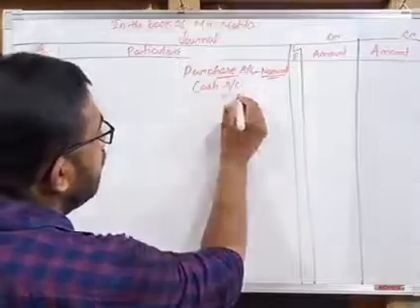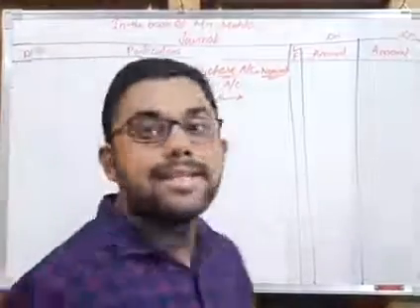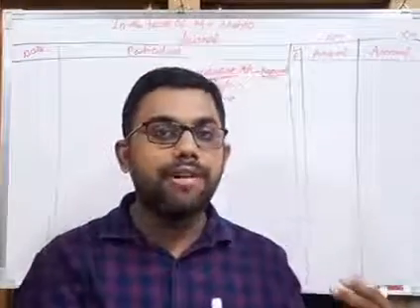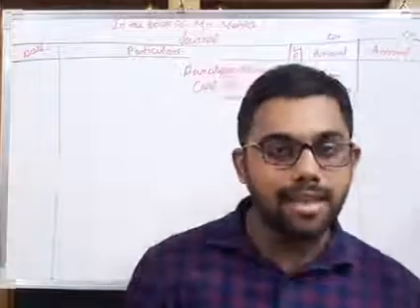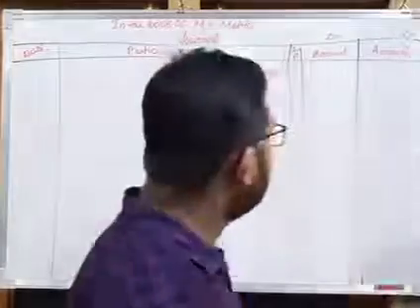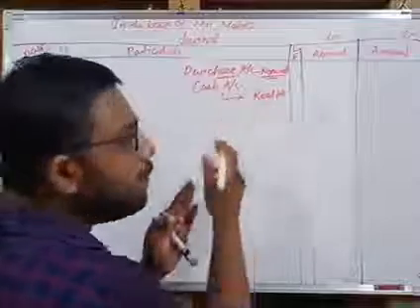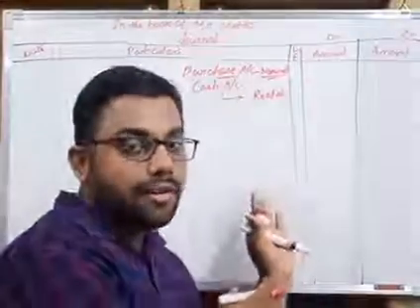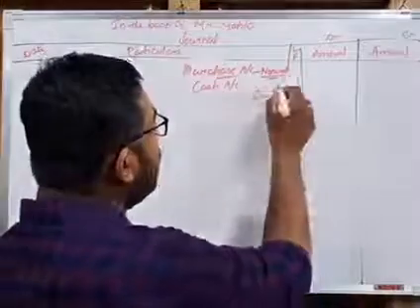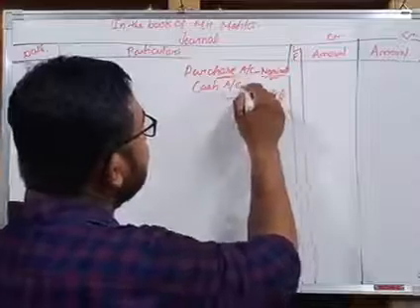Next, what is the cash? Cash means asset. I have rupees 500 cash, it's my asset. So asset is real account, so it is real account. Okay, clear? First we have identified the two accounts affected by the transaction. One is nominal, another is real. It is purchase account and cash account.